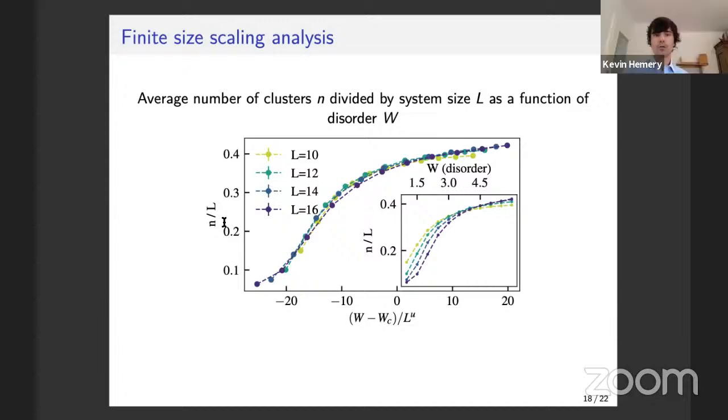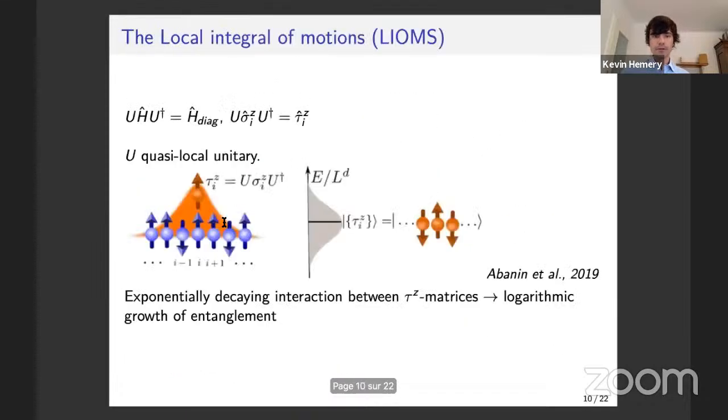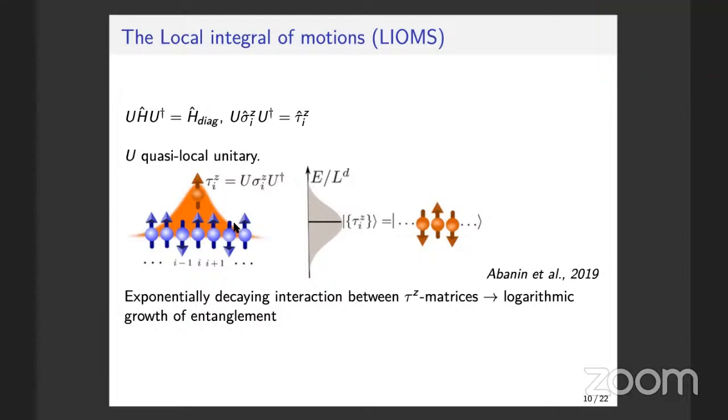Right, and also maybe to say a bit more about the localization length. The most rigorous way to define it, I think, is to look at the integral of motion. You say that the localization length corresponds to the localization length of this conserved quantity, this tau z operator. Thank you. You're welcome.